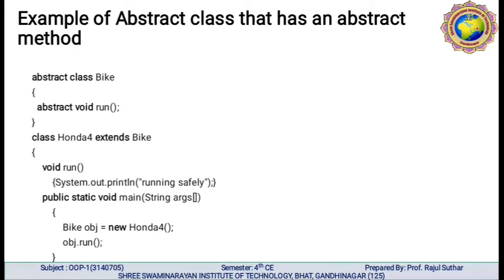Public static void main(String args). Here an object of Bike is created. The instance of the object is created by Bike obj = new Honda4(); obj.run(). This method is called as obj.run. So whatever you wrote in System.out.println will be displayed. The "running safely" message will be executed when the run method is called.